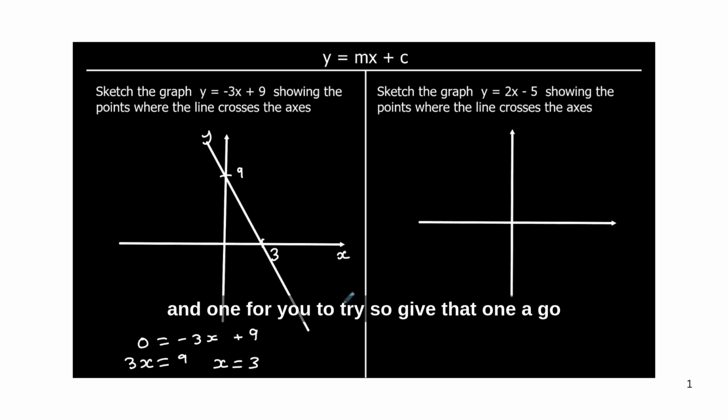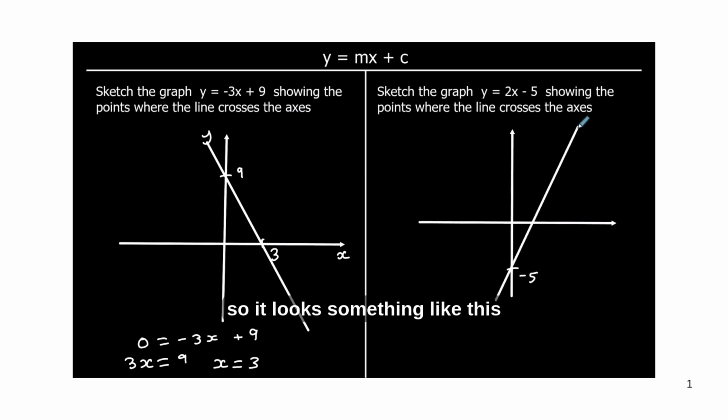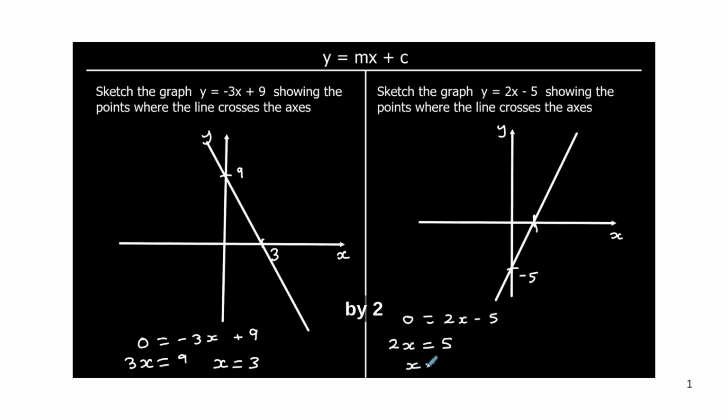And one for you to try. So give that one a go. Sketch the graph of y equals 2x minus 5. So the y-intercept's at negative 5. The gradient's 2. So the line, for every 1 it goes across, it goes up 2. So it looks something like this. But where does it cross on the x-axis? It crosses x when y equals 0. So 0 equals 2x minus 5. Add 5 to both sides. Divide by 2. It's at 5 over 2, or 2.5.